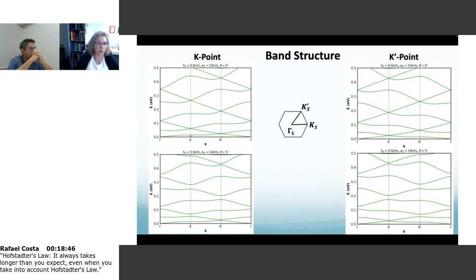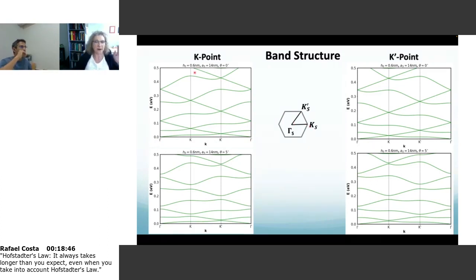And this is a band structure that is plotted following this path in the mini Brillouin zone. So I'm going to gamma, and I see that I forgot the S indices here, but this is gamma to K_S, to K prime_S, and back to gamma. So this is the path that I am moving.